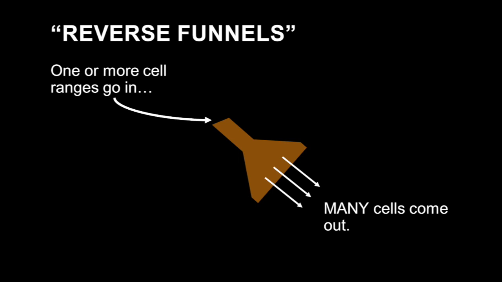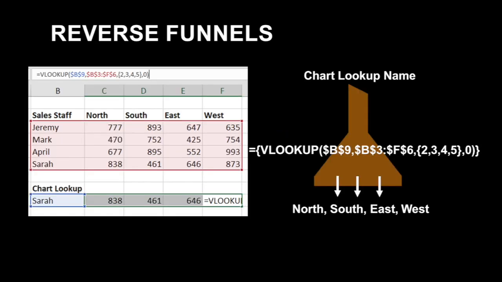We can think of array formulas as acting as reverse funnels. Sometimes what's returned is the same size as what's put in, but sometimes it could even be larger. So one or more cell ranges go in, many cells could come out. So let's think about this.